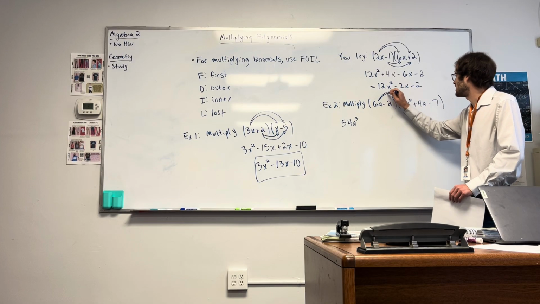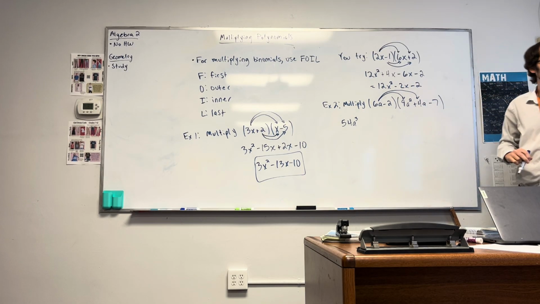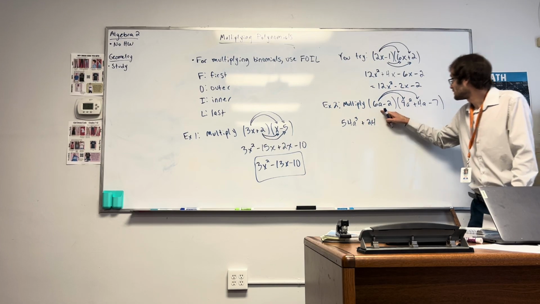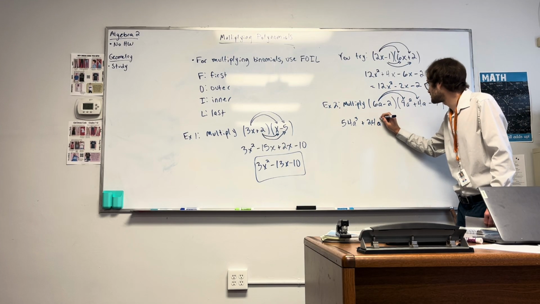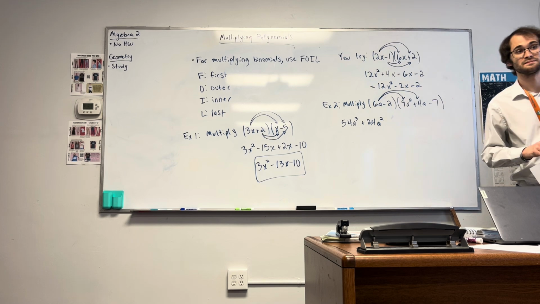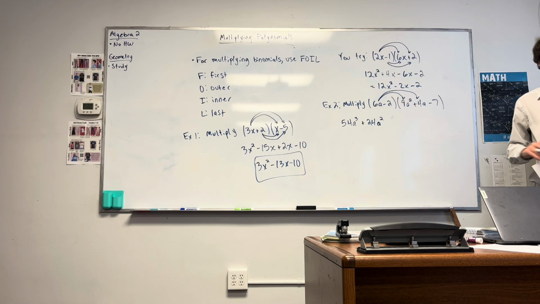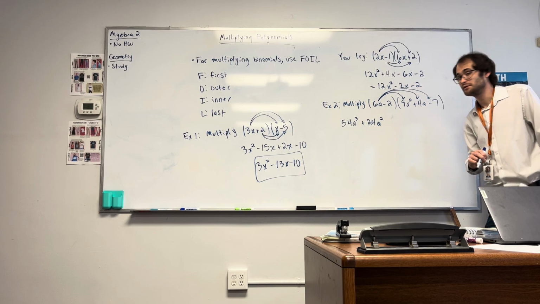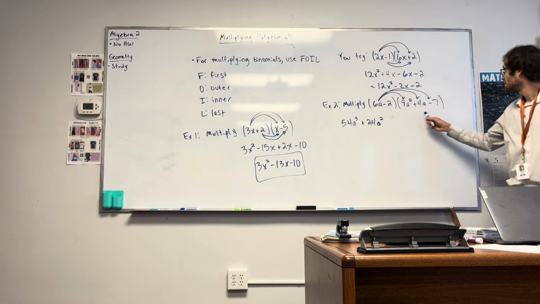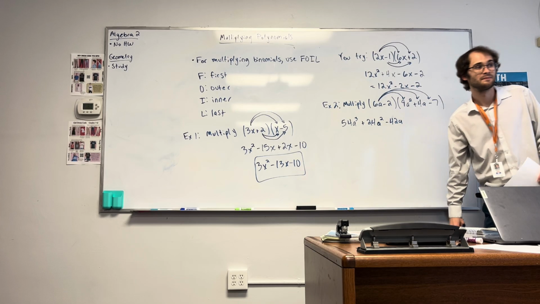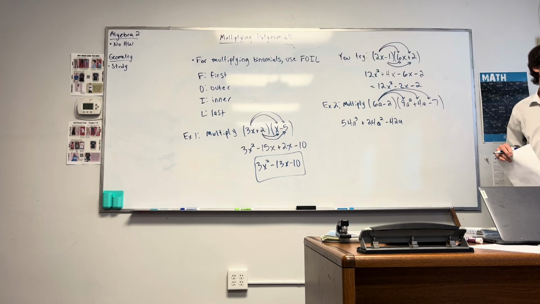And now we just continue on in that manner. We'll do 6a times this middle guy. 6 times the 4 gives 24. The a times the a gives a squared. One more term to multiply that 6a to. Gotta go all the way to the minus 7. 6a times minus 7 is minus 42a.